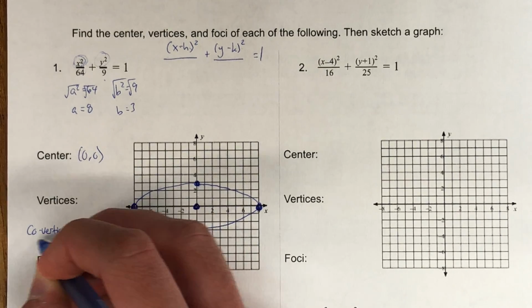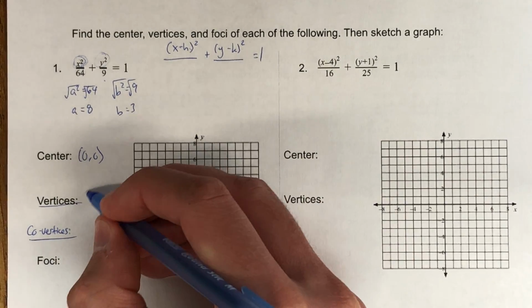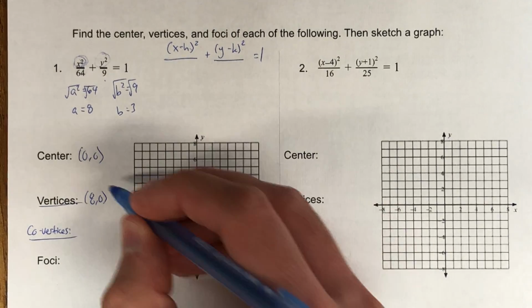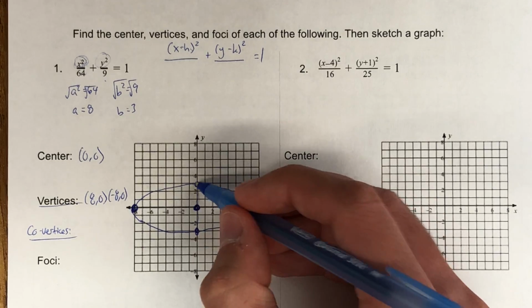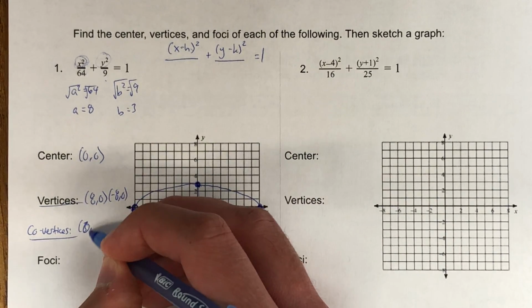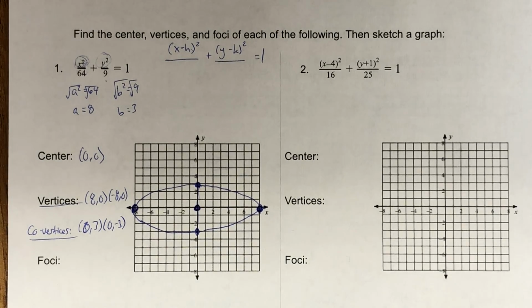So I may ask you to find those at some points. But the vertices are on the major axis, so that would be at 8, 0 and negative 8, 0. The co-vertices are on what we call the minor axis, which would be 0, 3 and 0, negative 3. Last thing is the foci.